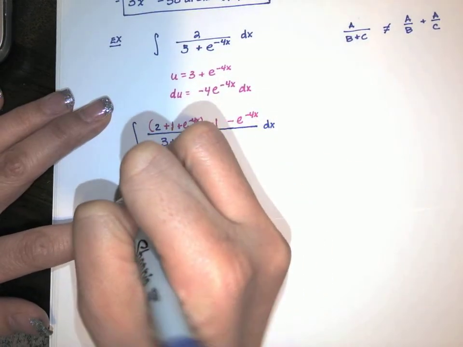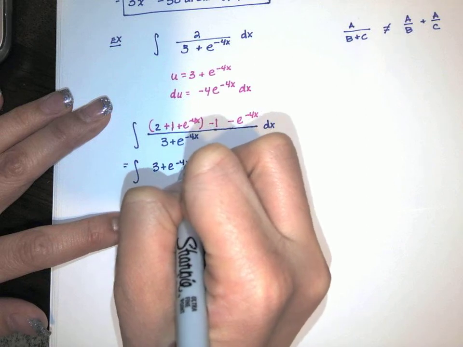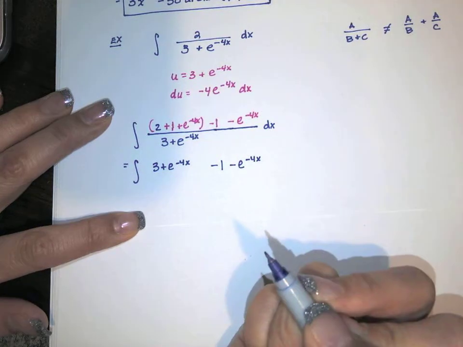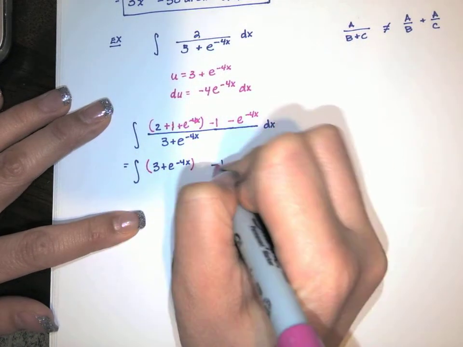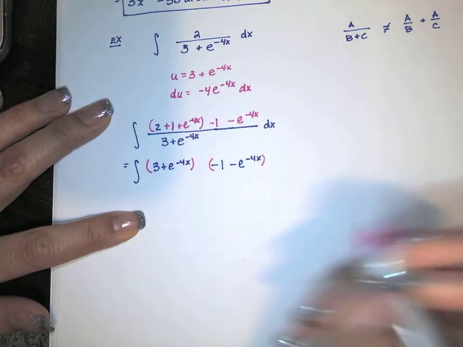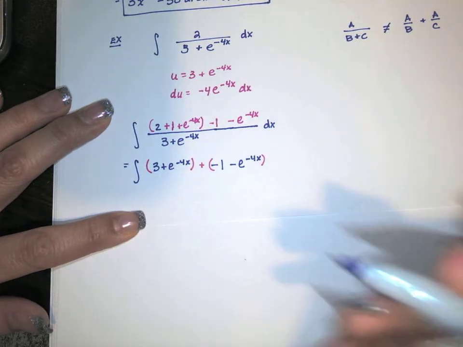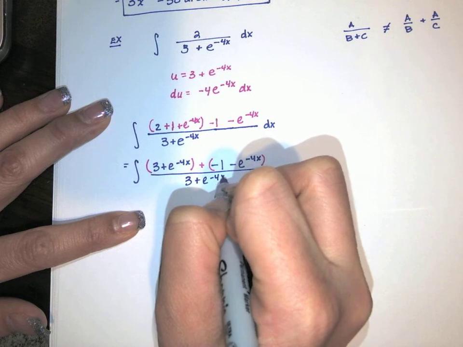And now I'm going to rewrite it differently. I've got 3 plus e to the negative 4x minus 1 minus e to the negative 4x. I'm grouping these two guys together and these two guys together. Of course, we're adding those. Those are in our numerator. And all of those are divided by 3 plus e to the negative 4x.